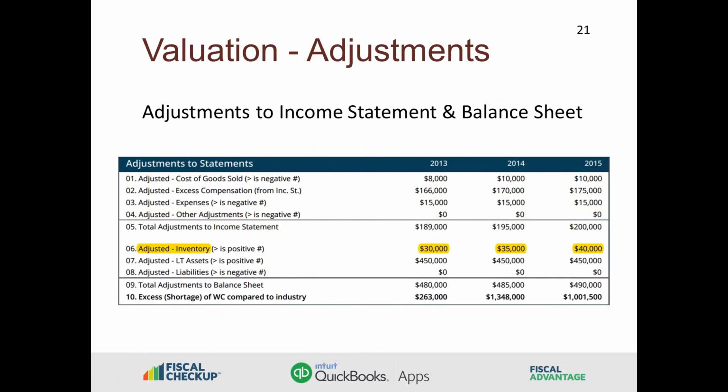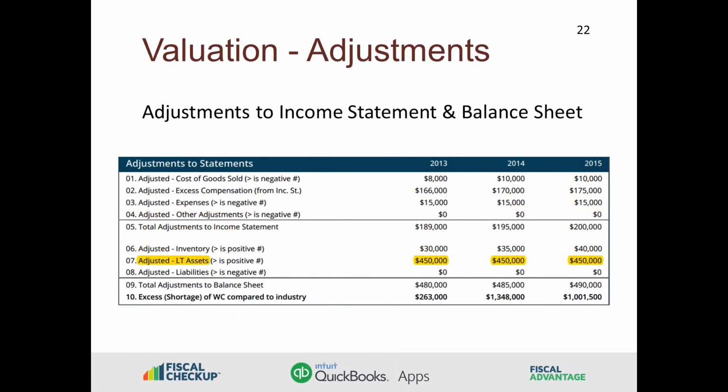Adjustments for inventory could, again, very similarly to cost of goods sold, be due to the inventory method used, or price changes, or obsolescence, or theft, or any number of other reasons. Well, here in this company in 2015, the actual inventory was undervalued by $40,000.